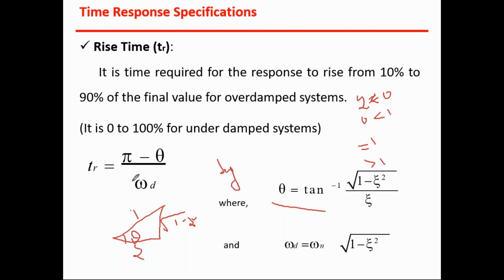And omega d is equal to omega n square root of 1 minus zeta square. This is the value we can get from the roots of the characteristic equation, and here omega d we can call the damped frequency or damped natural frequency. So this is the second formula, pi minus theta divided by omega d.